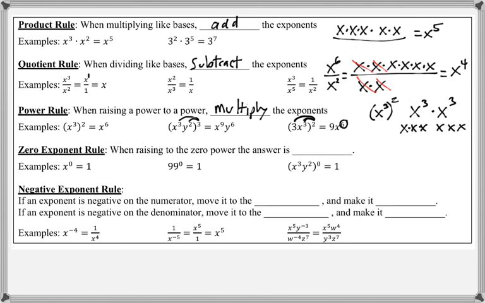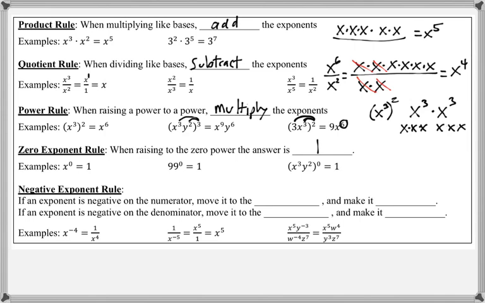Okay, the 0 exponent rule, when raising to the 0 power, the answer is 1. And this is really anything. So x to the 0 is 1, 99 to the 0 is 1, a bunch of variables to the 0 is 1. Whatever it is, it just becomes 1.